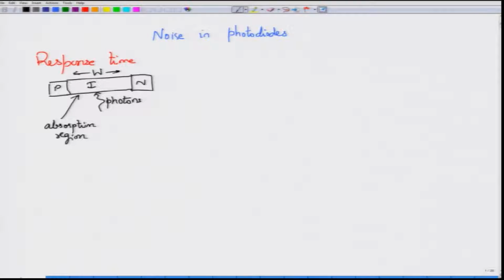In this module we discuss the response time of a photodiode. First, a very brief idea of what limits the bandwidth of the photodiodes, which is determined by the response time. Then we will discuss a couple of noise processes in photodiodes, both PIN as well as APD structures, and see what the signal to noise ratio would be if you use these photodiodes in photodetector circuits or an optical receiver circuit.